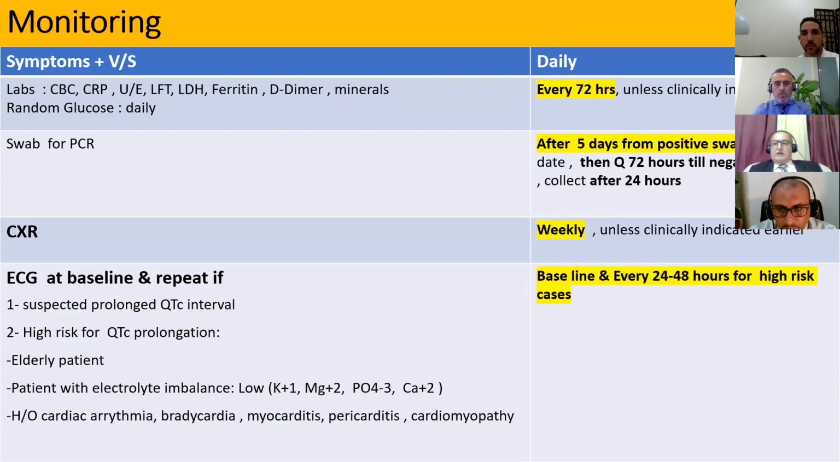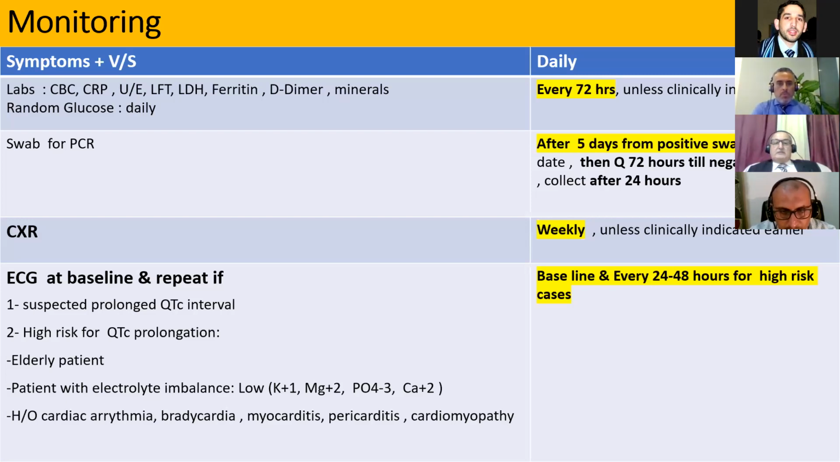Then another test should be done after 24 hours. If it is negative, then the patient can be safely discharged from the hospital, providing he is hemodynamically stable and maintaining oxygen saturation above 94, 95 on room air. The chest X-ray should be done weekly unless there is deterioration of the patient's condition.